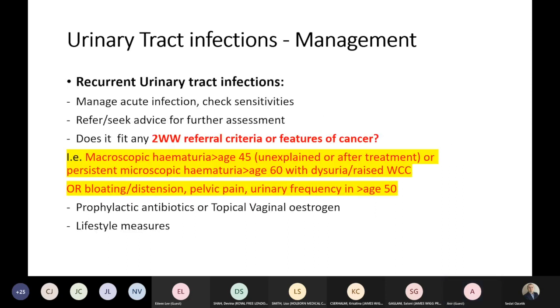Next slide. Okay, so recurrent urinary tract infections, once again, are really common. So what is defined as recurrent is if it's more than 2 in 6 months or 3 in a year.